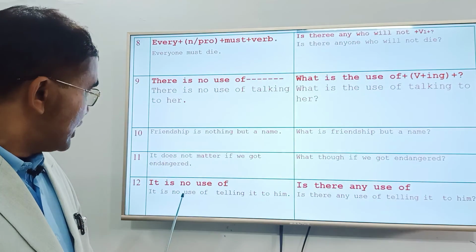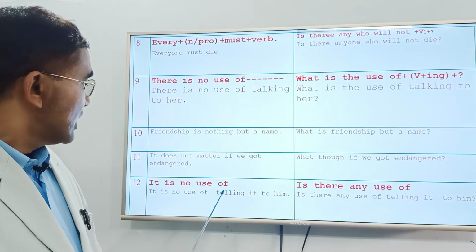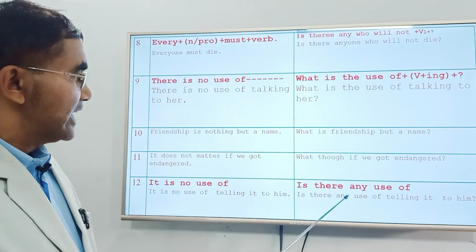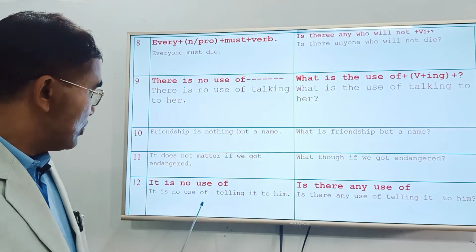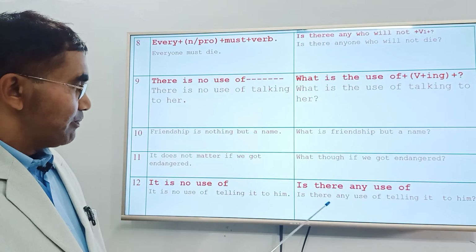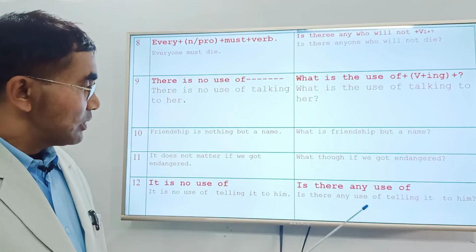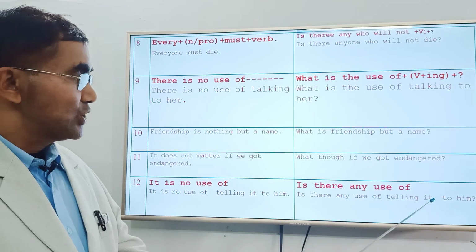Then it is no use of. Instead of it is no use of, we use is there any use of? It is no use of telling it to him. So the interrogative will be: is there any use of telling it to him?